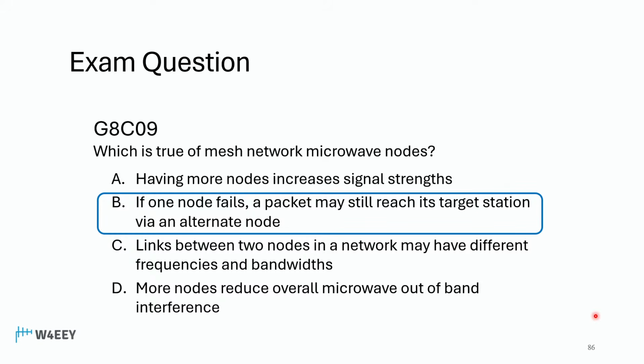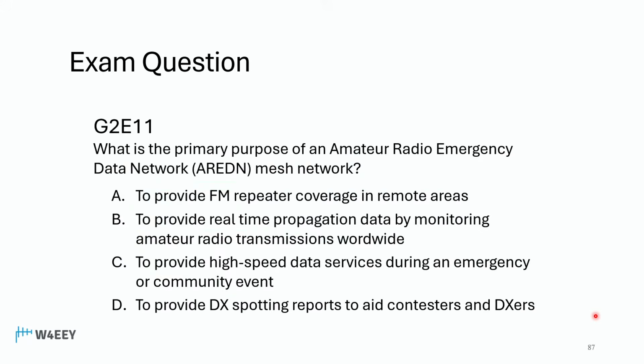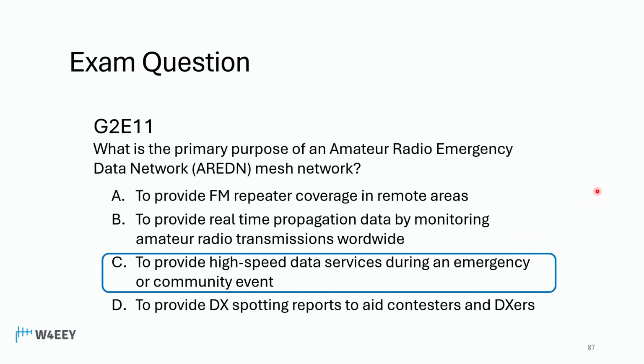Now, does anybody think this is easier than Chapter 4? Yeah, I do. We deserve a break today. Okay. What is the primary purpose of an amateur radio emergency data network, or ARDEN, mesh network? Charlie, to provide high-speed data services during an emergency or community event.